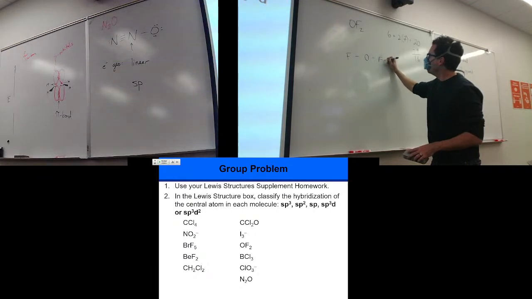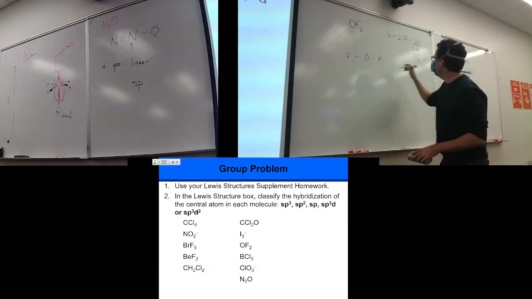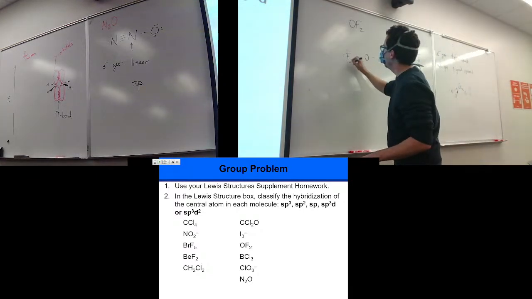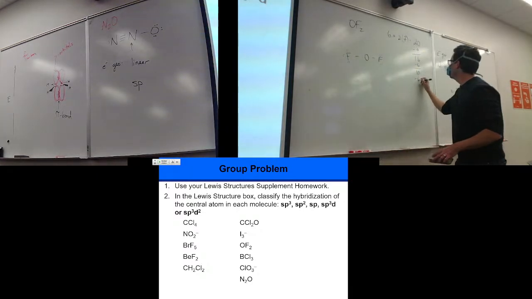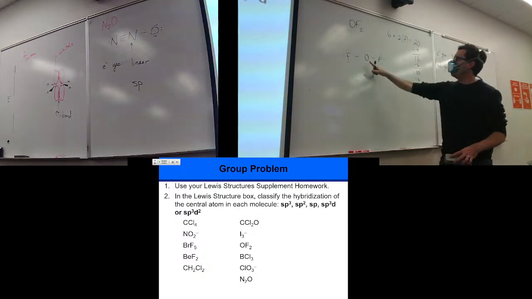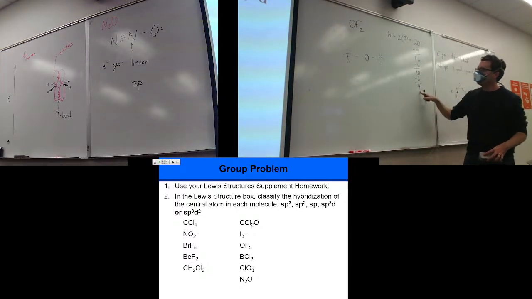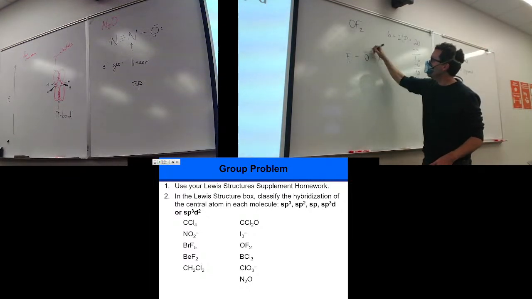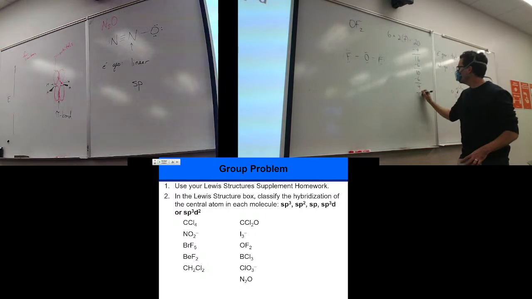1, 2, 3, 4, 5, 6, plus the 2 here makes 8. 1, 2, 3, 4, 5, 6, plus the 2 here makes 8. And I've got to do the octet rule for the central atom. I have some left. Perfect. 2, 4. I need 4 more. 1, 2, 3, 4. That's it.